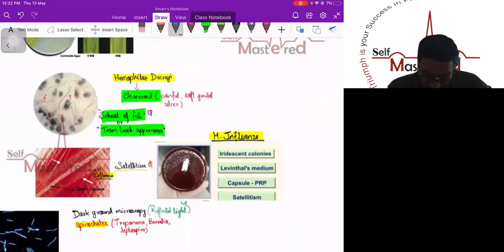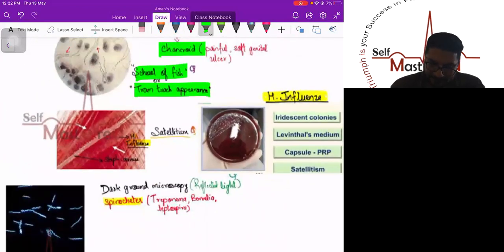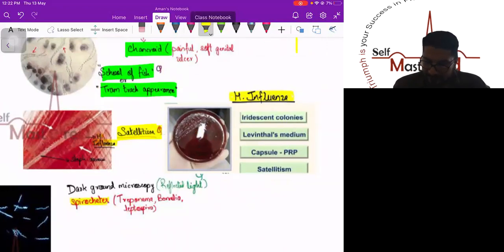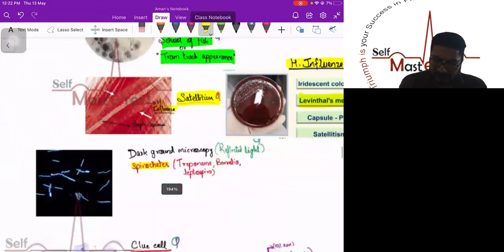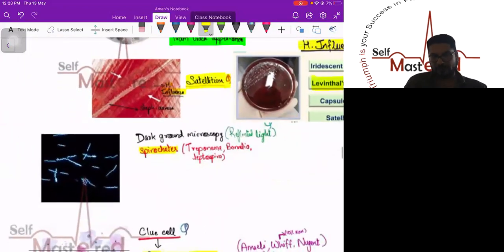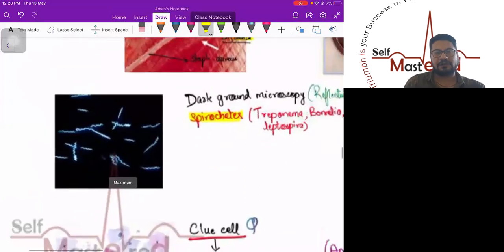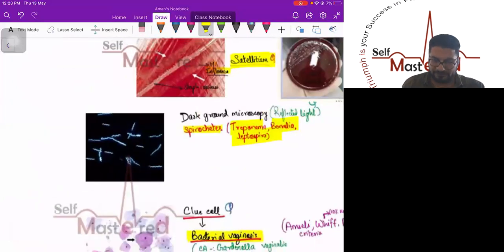Okay, then you can see the phenomenon of satellitism in Haemophilus influenzae. We can use Levinthal's media. Dark ground microscopy is used to detect spirochete infection. Spirochete means Treponema, Borrelia and Leptospira. For this, what do we do? We do dark ground microscopy.